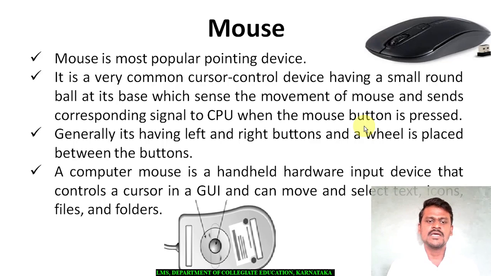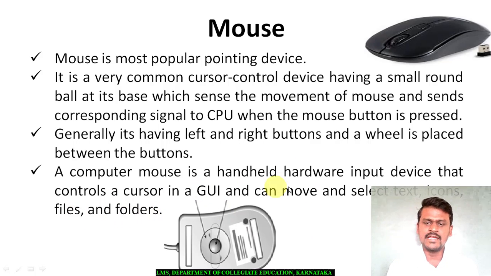Next, a computer mouse is a handheld hardware input device that controls a cursor in a GUI and can move and select text, icons, files and folders.